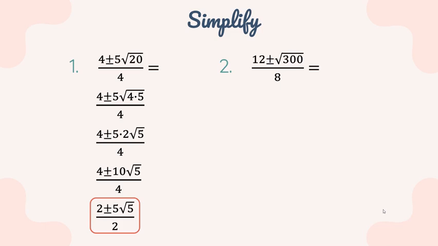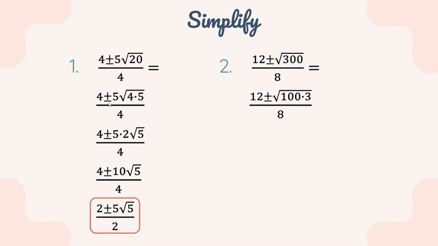This next one over here, again, we're going to start by simplifying the radical. What goes into 300 that is a perfect square? It ends in 00, so I'm going to say 100 times 3 is 300. What is the square root of 100? The square root of 100 is plus or minus 10.